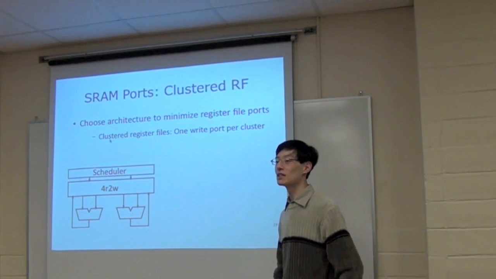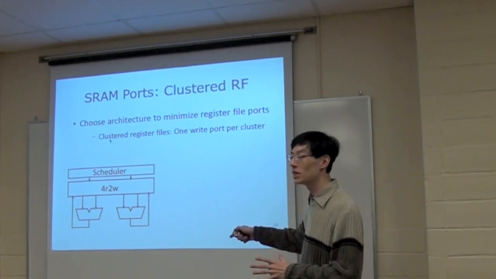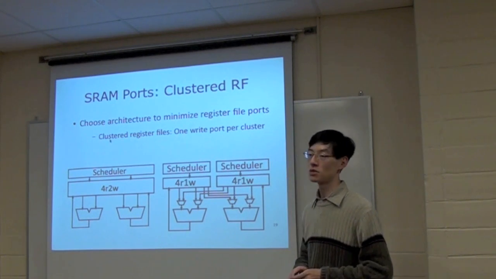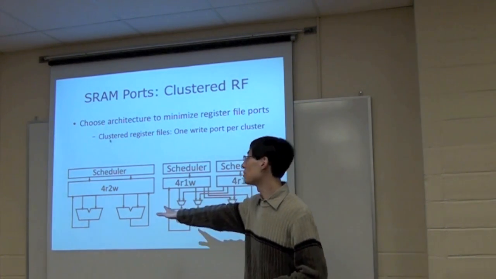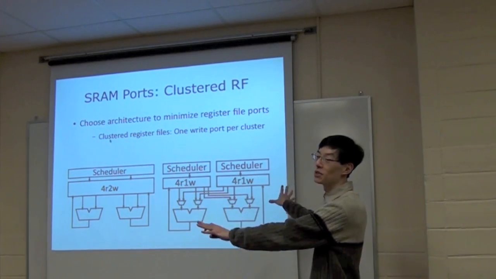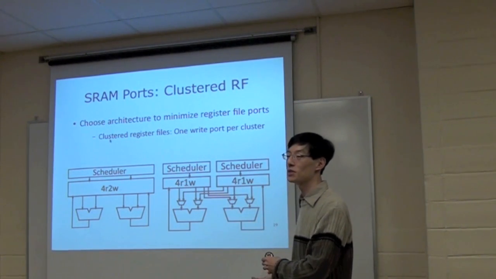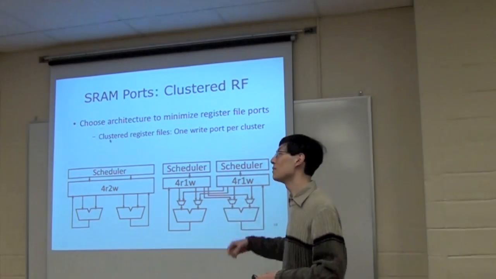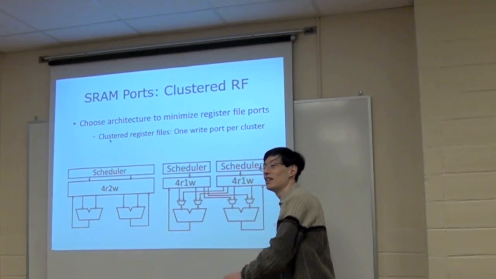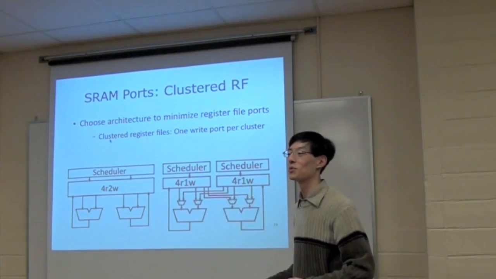One way to do that is when you build a multi-issue machine, you could choose to cluster your register files. Before, we had 4 read ports, 2 write ports for a 2-issue machine. If you break that up into 2 clusters, you could build a machine that only has 1 write port, even though you still keep multiple read ports. This is preferred because it is less inefficient than multiple write ports.